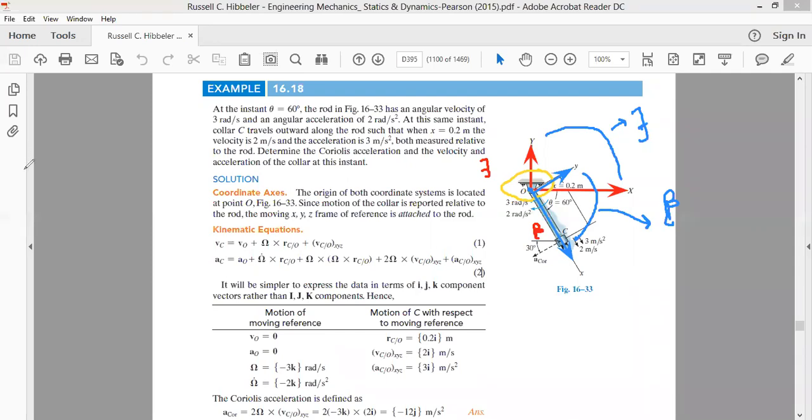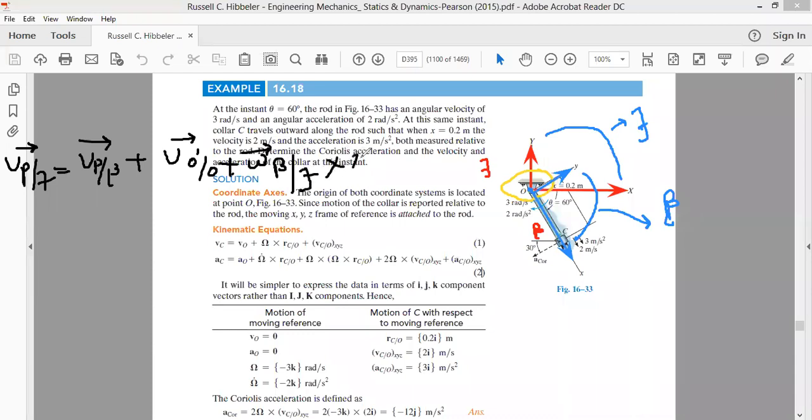The equation we have derived is: velocity of P with respect to ground is equal to velocity of P with respect to beta, the moving frame of reference, plus velocity of beta, or velocity of O dash with respect to O, plus angular velocity of beta with respect to ground, cross product with the radius vector drawn from O dash to point P.